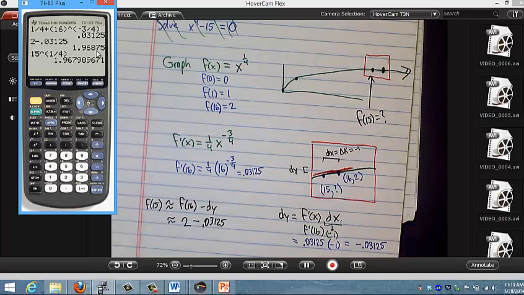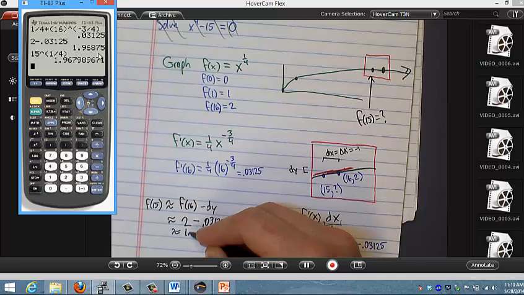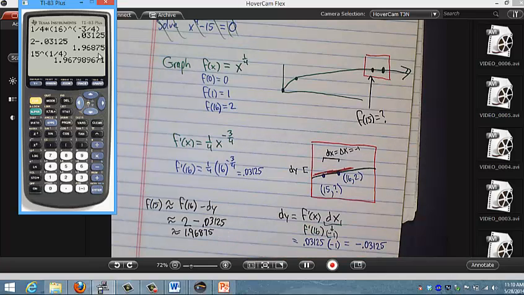Well, okay. So is it exactly the same? No, it's off a little bit, but it's not off until you get to the 1,000th or 10,000th place. You guys see that? So this is a pretty good approximation. So it's approximately 1.96875. You could do that on a deserted island. You'd be just fine.